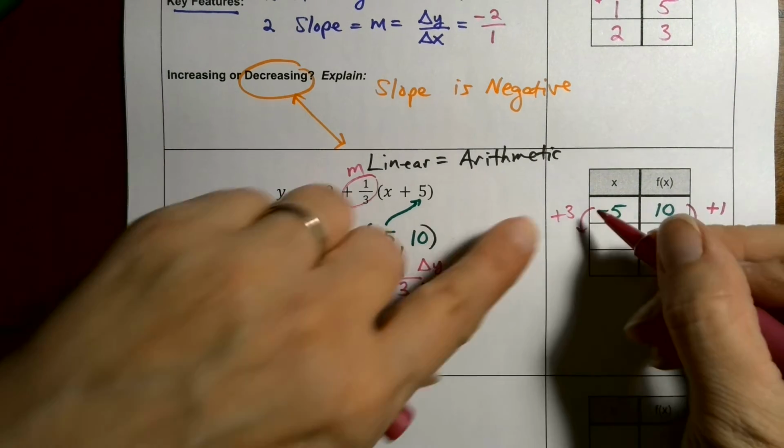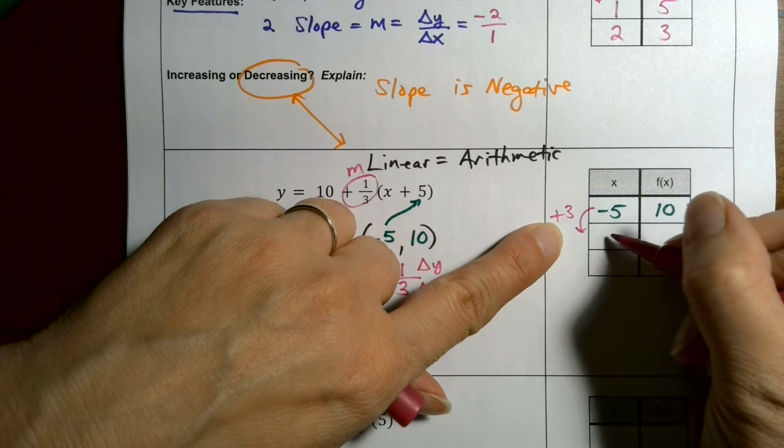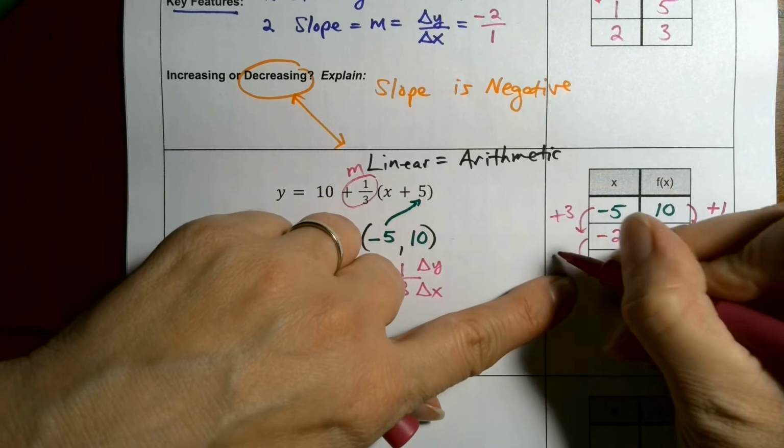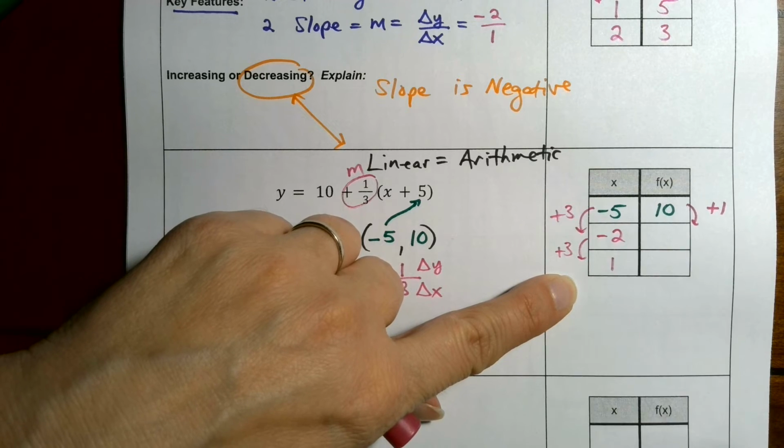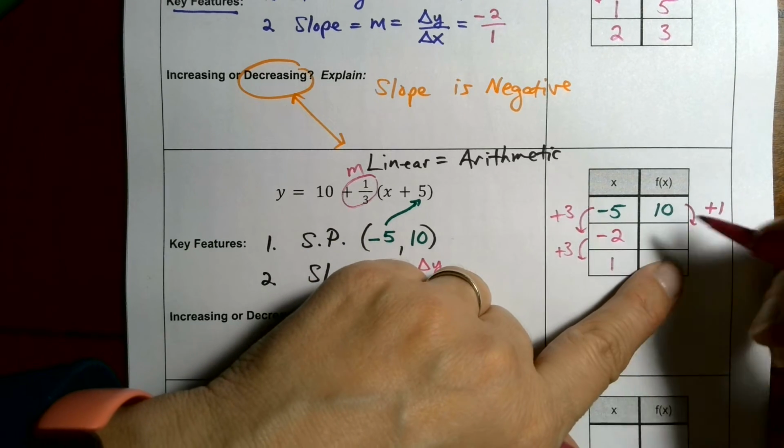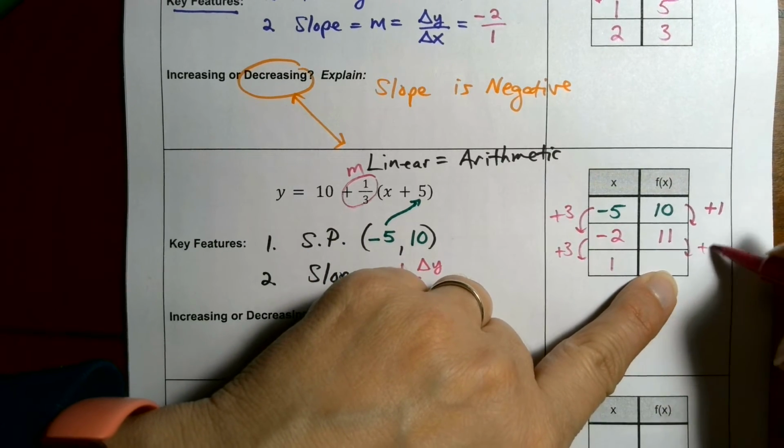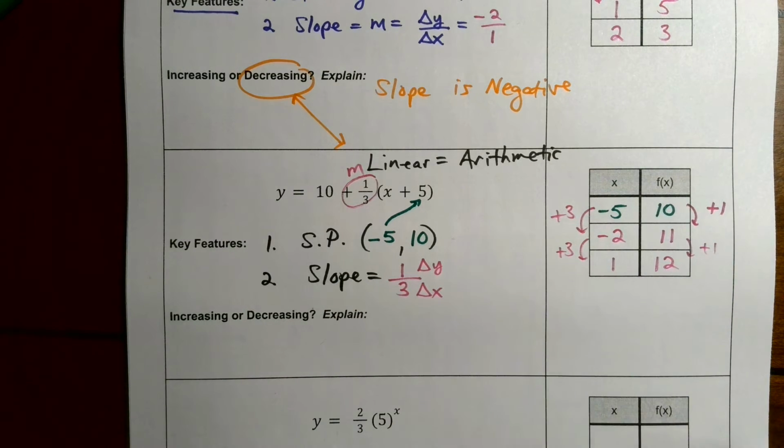So let's go ahead and add 3 to -5. That makes -2, and add 3 again makes positive 1. 10 plus 1 makes 11. Adding 1 again would give us a 12.